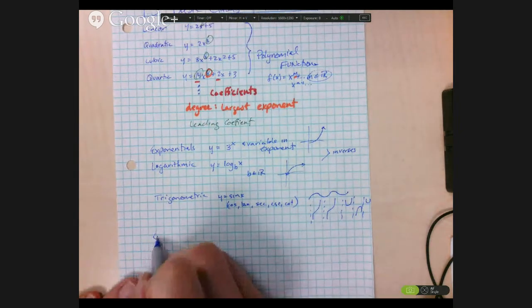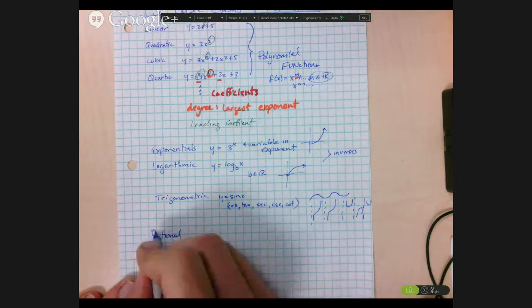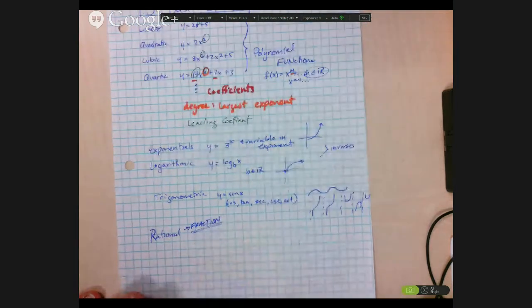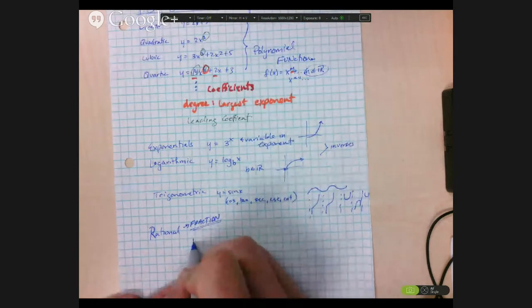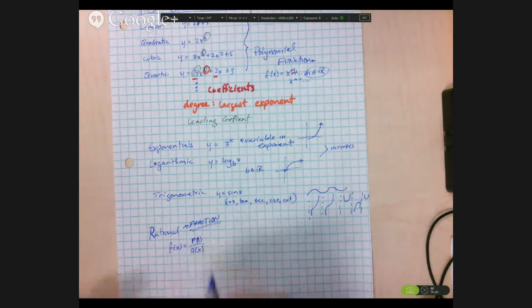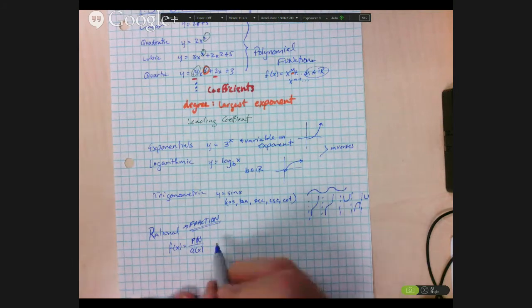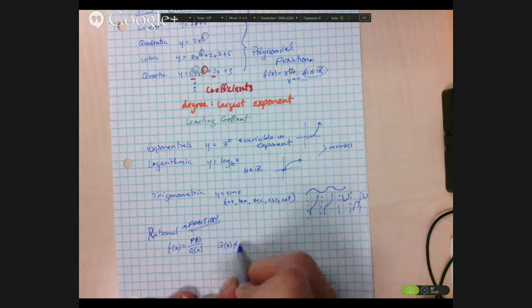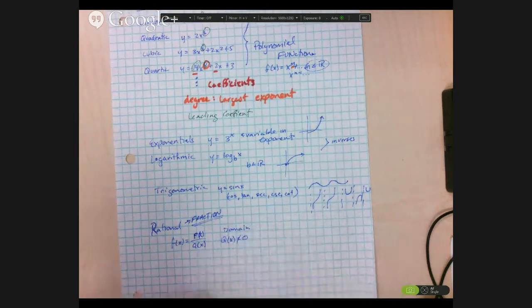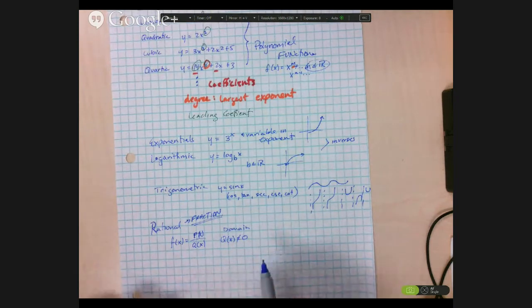Rational. When you hear rational in math, think fraction. So a rational function is some function over another function. And then be aware that for domain purposes, the bottom can't be 0 because you'd be dividing by 0. Those can take on any one of a number of different graphs.